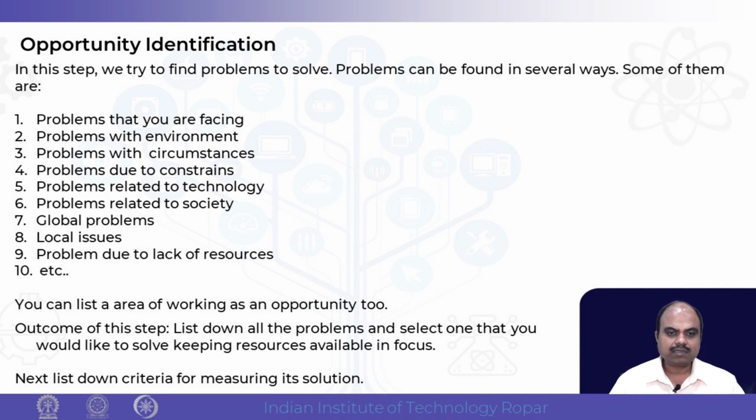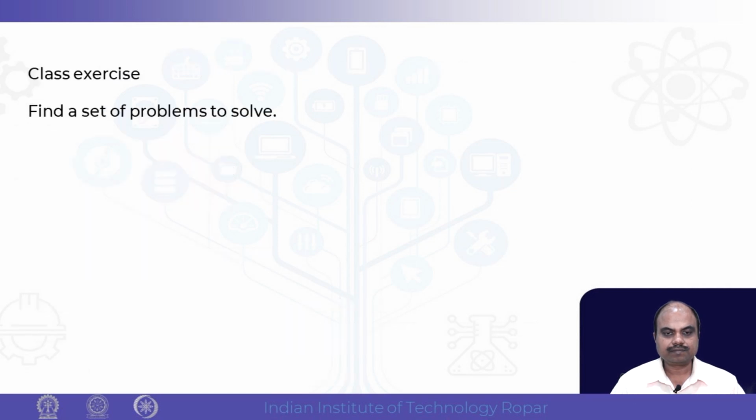These are some of the ideas which we can explore to find the problems we need to solve. You can list down the problems as opportunities, as the outcome of this step, and select one of them which you can solve and for which resources are available. Next is to list down the criteria for measuring the solution. Now we can have an exercise on this and see what kind of solutions come for a particular problem.